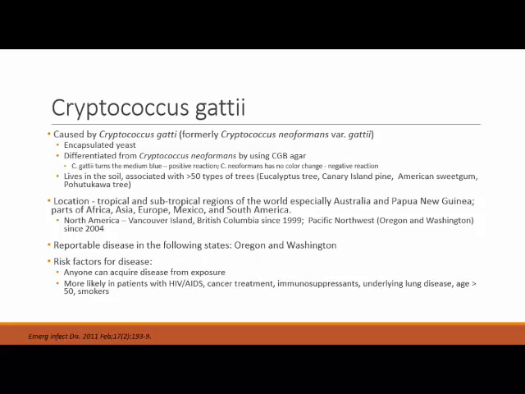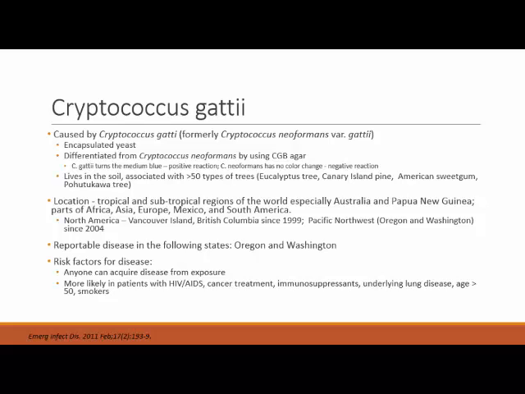This is the last one, which I actually did not know about, Cryptococcus gattii. It's caused by Cryptococcus gattii, which is formerly known as Cryptococcus neoformans variety gattii. It's an encapsulated yeast. It's differentiated from Cryptococcus neoformans by using a particular agar. This is L-canavanine glycine bromothymol blue. Gattii will change it from its regular color of yellow-green to blue, and then neoformans doesn't cause a color change.